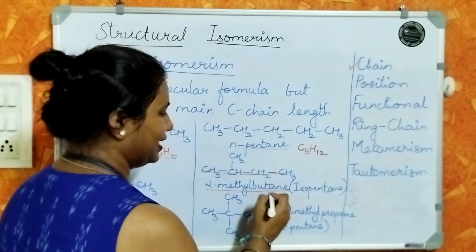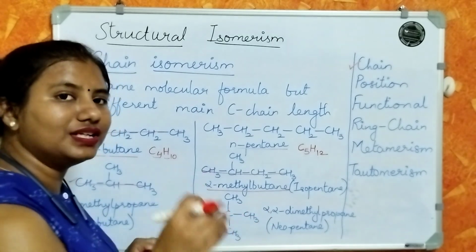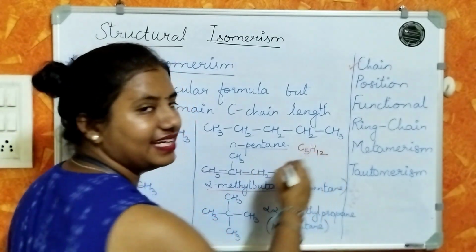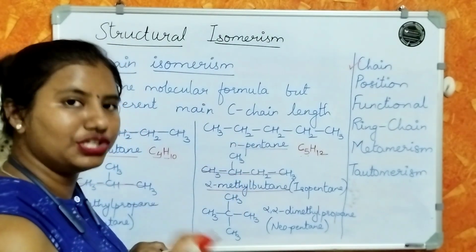So therefore it is butane and none of the carbon atoms is outside the chain. If you look carefully, the total number of carbon atoms and hydrogen atoms will come up to C5 and H12 respectively. That means both of these structures have the same molecular formula.